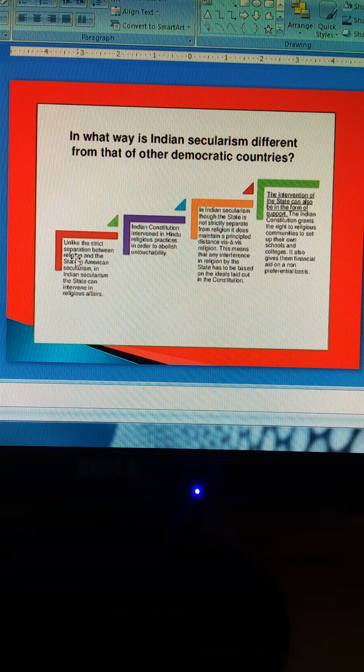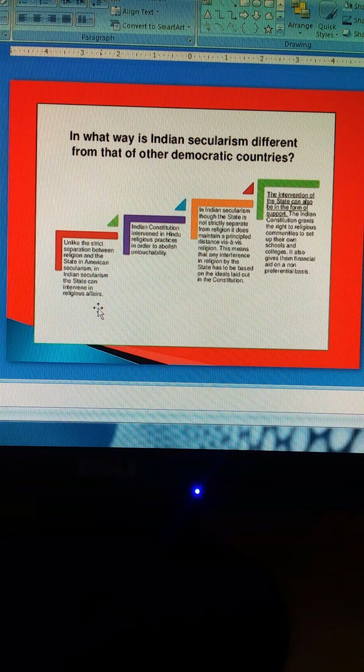Unlike the strict separation between religion and state in American secularism, in Indian secularism the state can intervene in religious matters. That is, they are not making that religion dominant, but they are intervening. That is, the state's efforts to influence a particular matter in accordance with the principles of the constitution. The Indian constitution intervened in Hindu religious practices in order to abolish untouchability, which we said just now should be abolished.